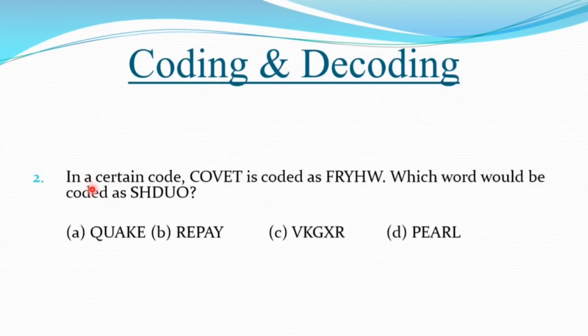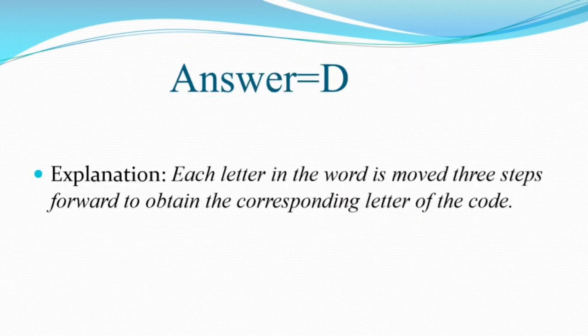Next question. In a certain code, COVID is coded as FRYHW. Which word would be coded as SHDUO? Here's the options. And the correct answer is option number D. Each letter in the word is moved 3 steps forward to obtain the corresponding letter of the code.